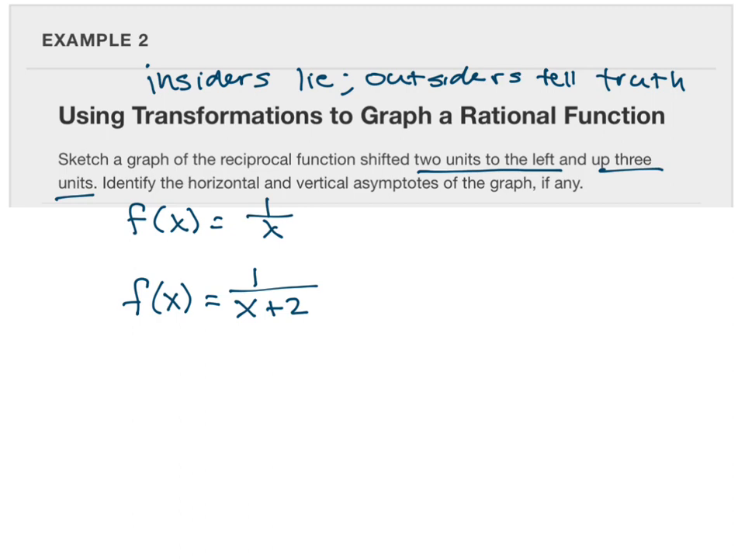Up 3. Where does that go? Out here. Not inside with x. Outside. All that does is shift the crosshairs. So now, instead of my crosshairs being dead center at 0, 0, they're going to be to the left 2 and up 3.